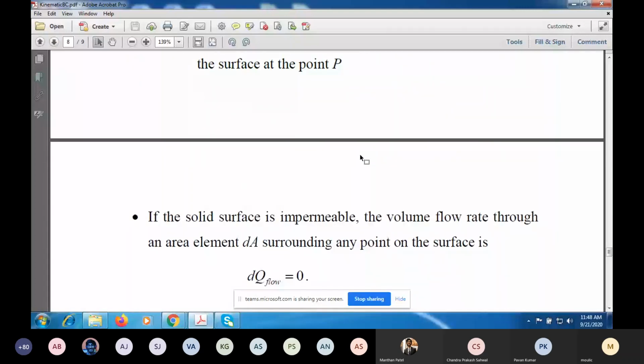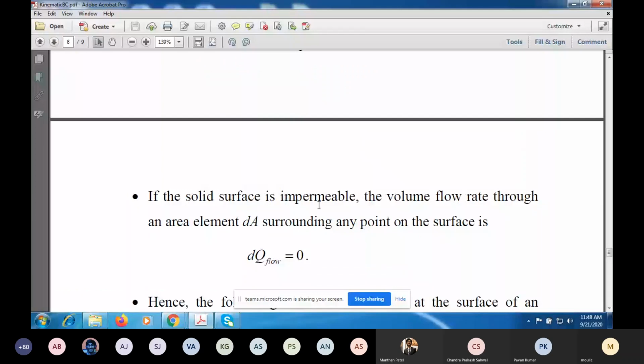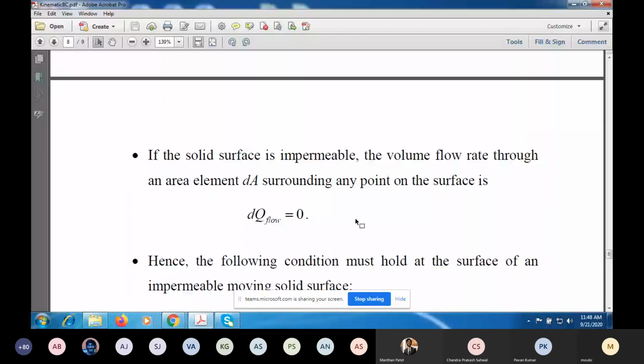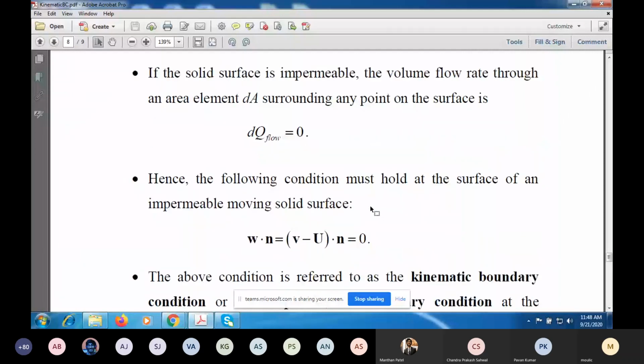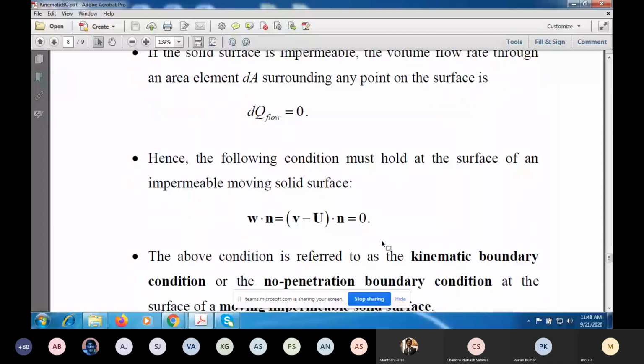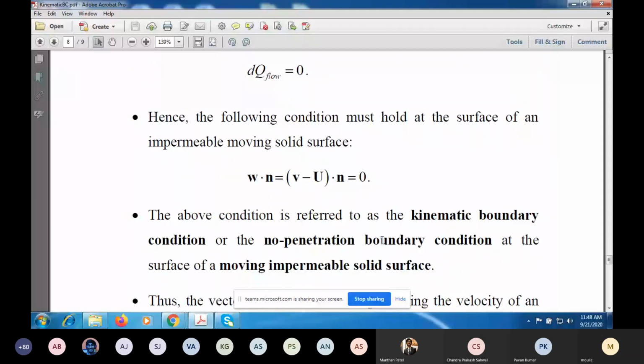So if the solid surface is impermeable, then the volume flow rate will be 0, which means that now W dot N will be 0, or V minus U, capital U, dot N must be 0. So you can refer to this equation as the kinematic boundary condition, or the no penetration boundary condition, at the surface of a moving impermeable solid surface.